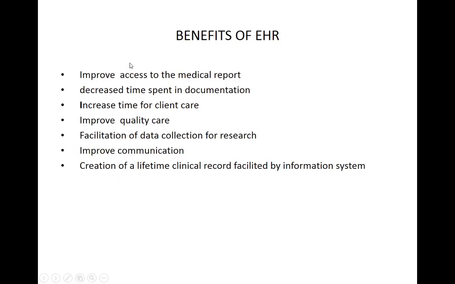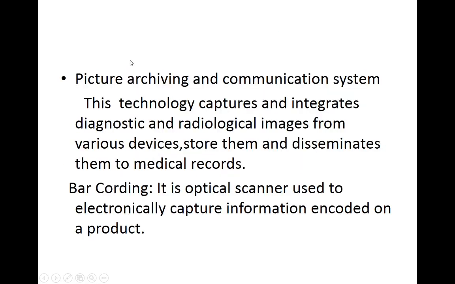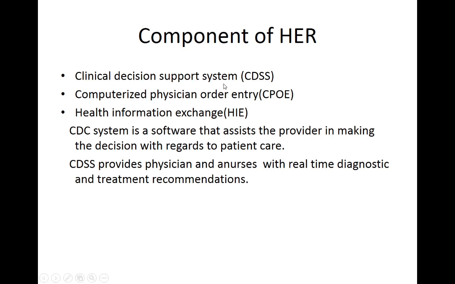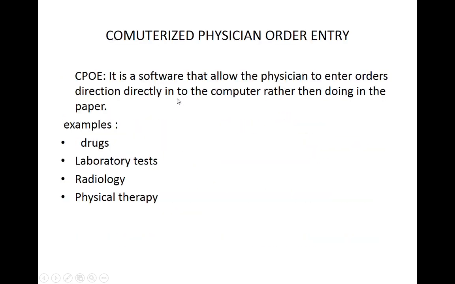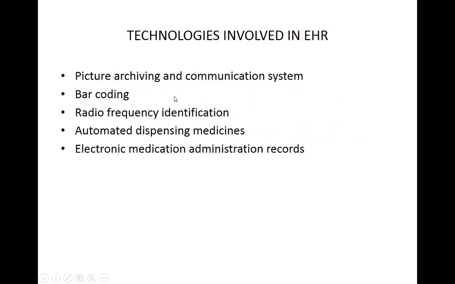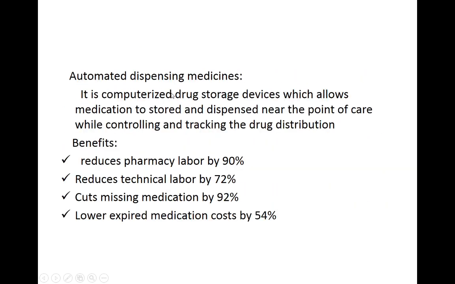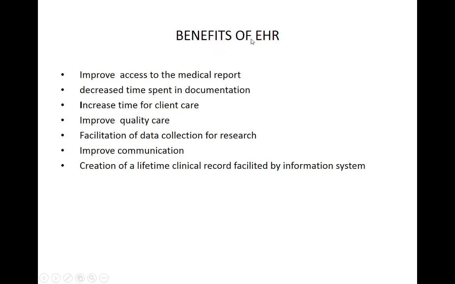So we have seen the components. The first component was the clinical decision support system. Then we have computerized physician order entry. Then we have health information exchange, right? So we have seen the function of it. Now, what are the technologies involved in this? We have seen, and now we will see the benefits of electronic health records. I told you it improves access to the medical report. It decreases the time spent in documentation, increases the time for client care, and improves the quality of care.